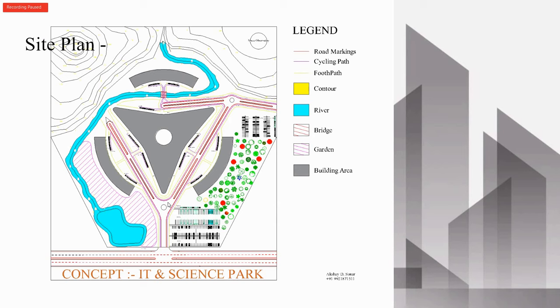The actual project may vary at some point because this is the concept of the 2D plan. But as the project is executed at the BIM level, there are some minor changes which are not shown in this plan. Okay.